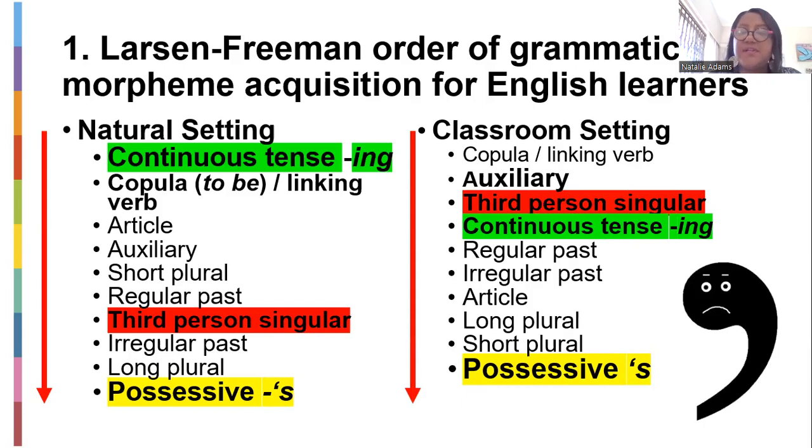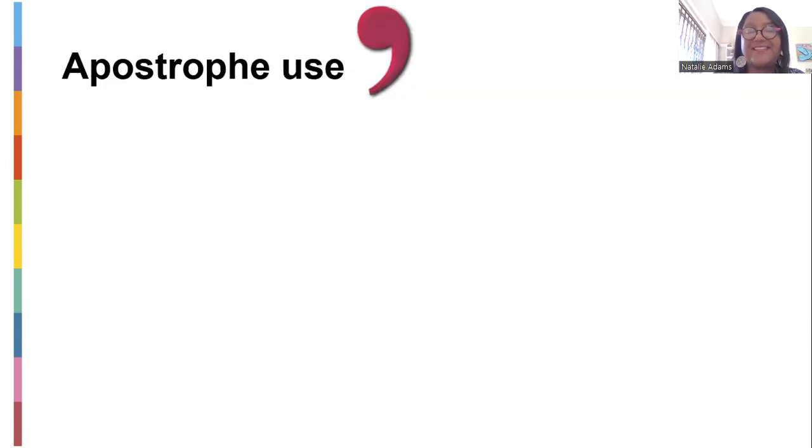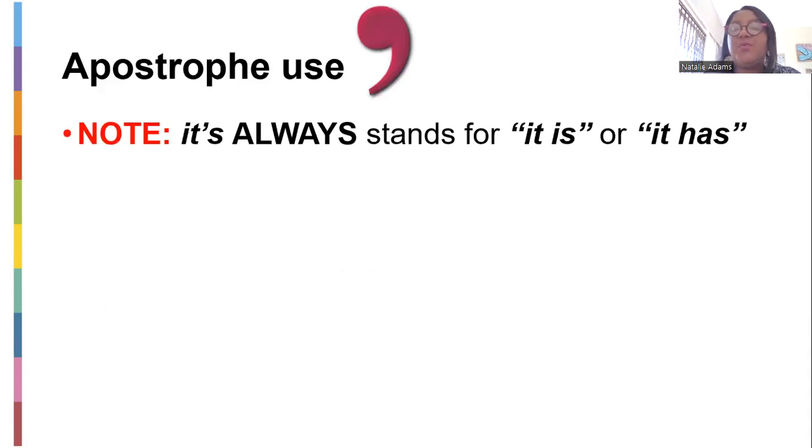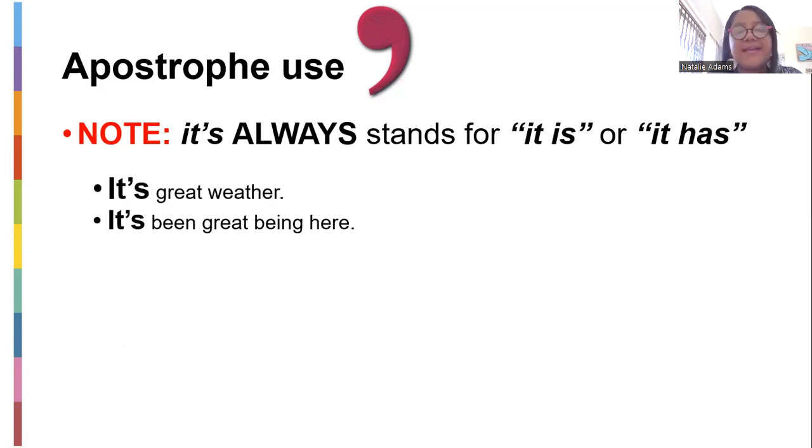Now, you've noticed that both sides, whether it's the natural setting or the classroom environment, struggle with the possessive S. So we're going to do a little bit about that so that we can see why they struggle. The use of apostrophes: the reality is that our learners need to know about this. Note, the first thing about apostrophe use is that it always stands for it is or it has. So it is great weather, or it has been great: it's great being here. That's one of the functions of the apostrophe. It's normally used when a word has been deleted.